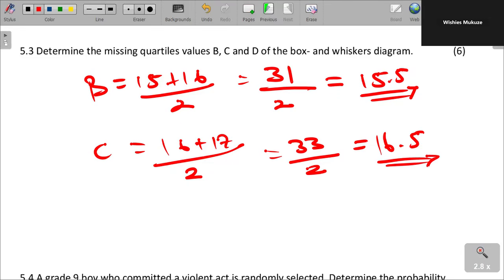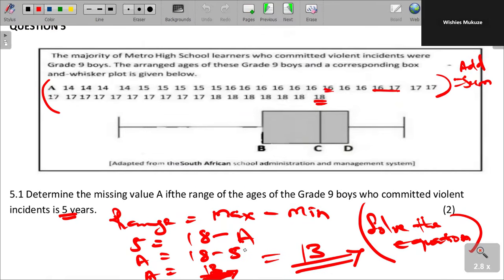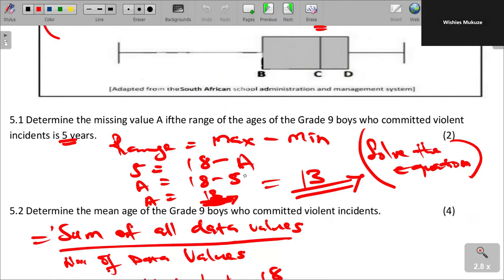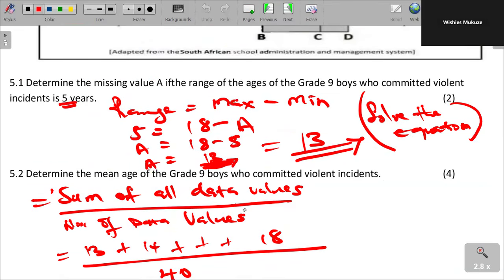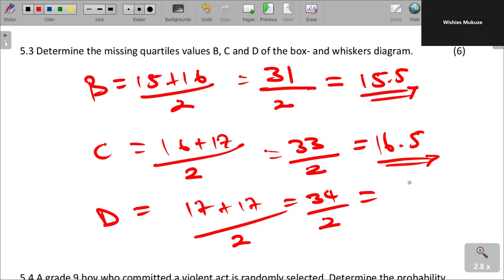And then D. As you can see, D is equal to 17 plus 17 over 2, which is equal to 34 over 2, which gives us 17. And then that is it.